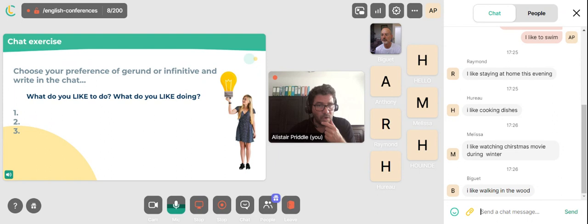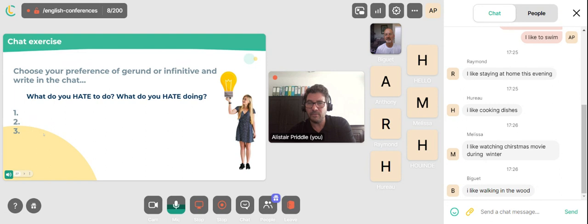Here's another one. Oh, this is great. I like watching Christmas movies during winter. Me too. That's a great one. I like walking in the wood. Fantastic. Now both of these can be changed. I like to watch Christmas movies during winter, or I like to walk in the woods. Absolutely. So those are things that we like to do or like doing.